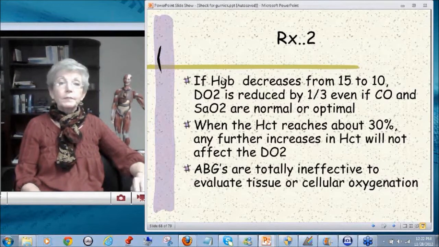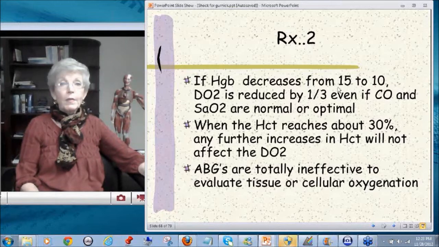So, again, hemoglobin is a major, major player here. My example is if it decreases from a norm of 15, if it goes down by 1/3, down to 10, the oxygen content in the blood is reduced by 1/3. I don't care what you say. If your hemoglobin's down by 1/3, the oxygen content in your blood is down by 1/3. Even if cardiac output's fine and saturation's fine, you've got to have the hemoglobin to carry the oxygen.